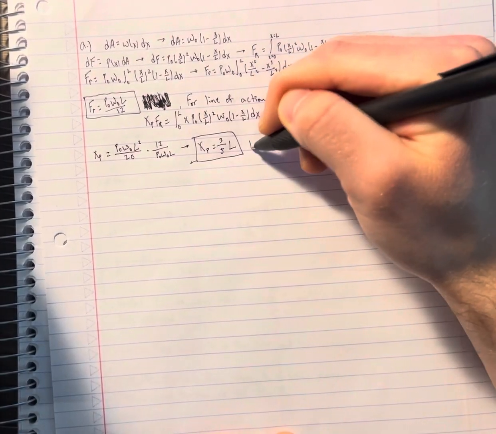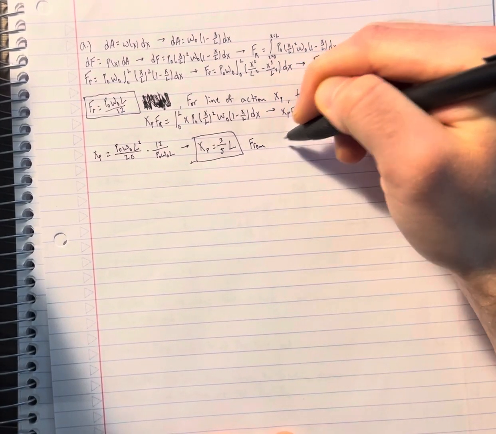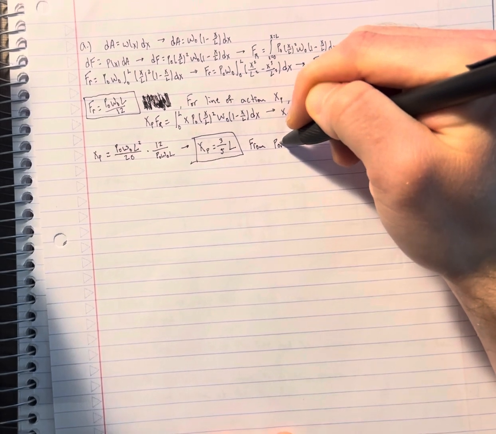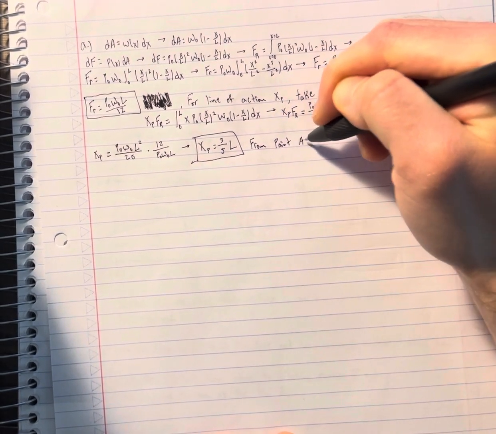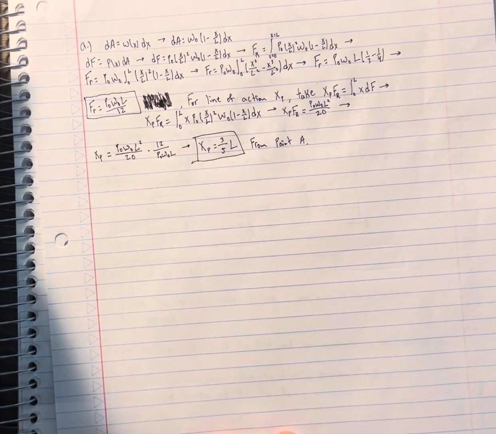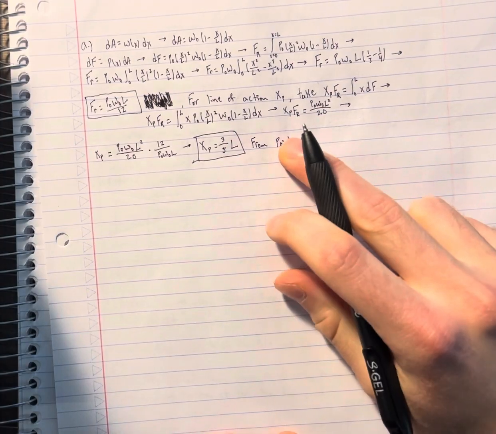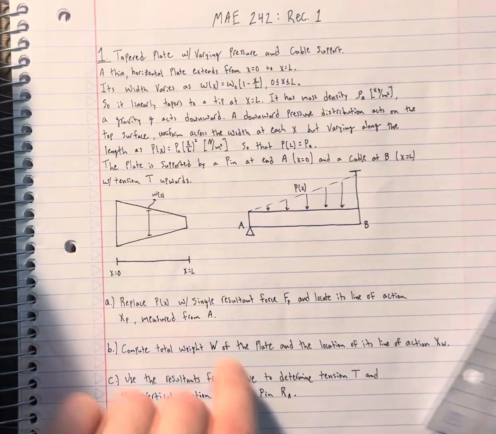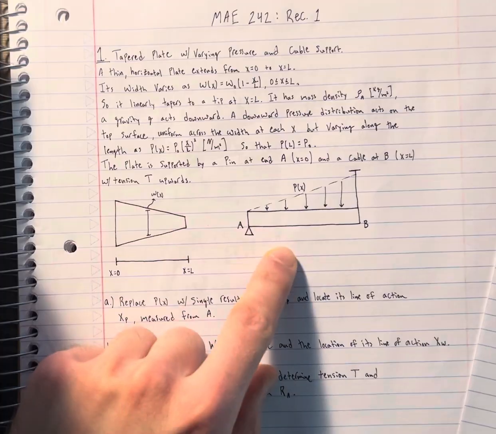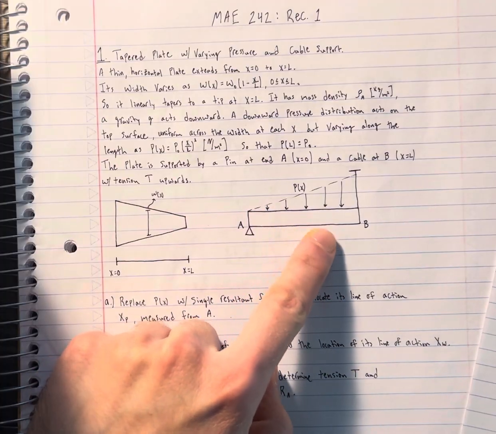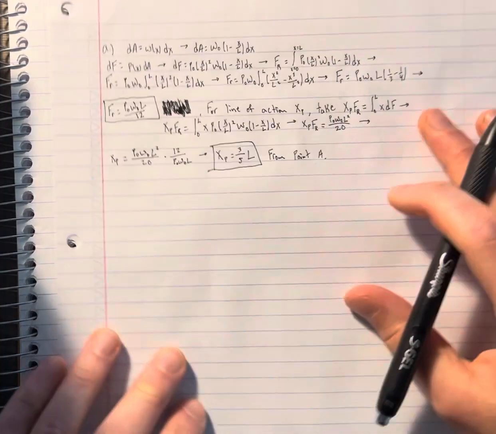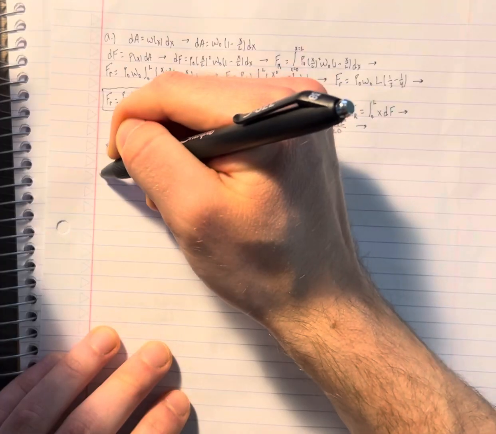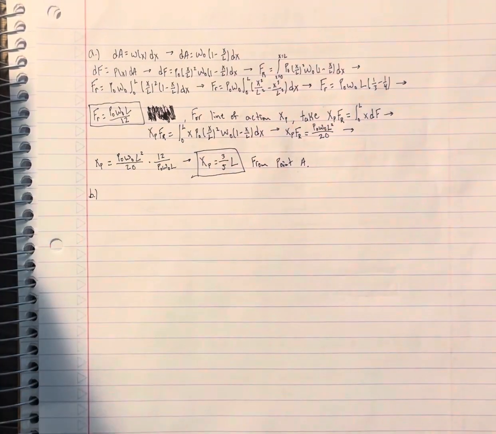And this is from point A. Right, all right, so there's part A all done. This is from that left end point A, which is right there, right? So it'll be somewhere 3/5, like right there. Cool. Now, part B.